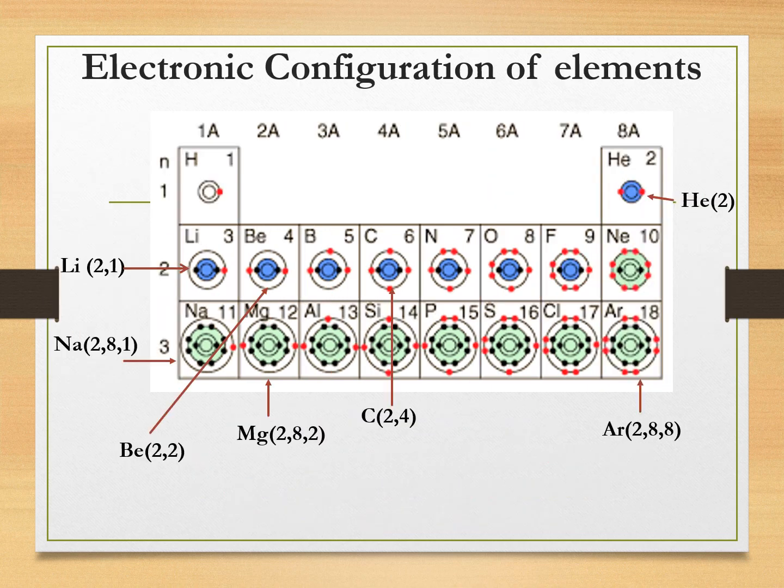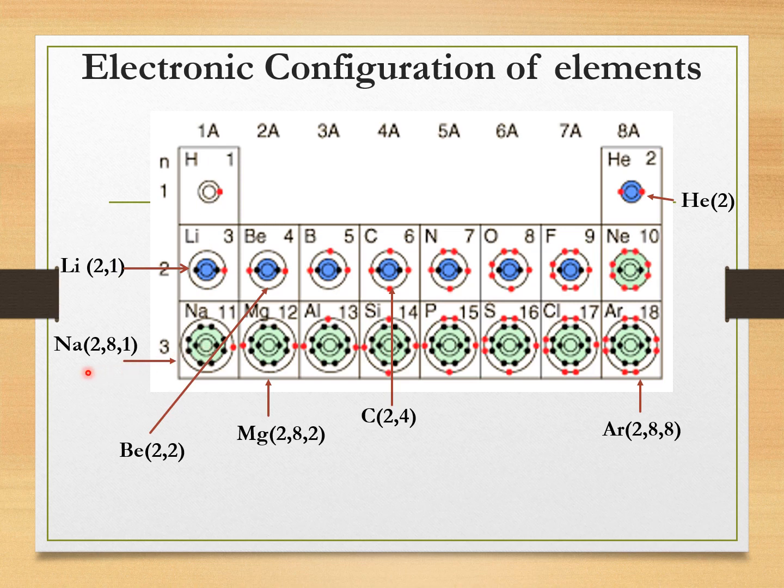Now what is the relation between the electronic configuration and position in the periodic table? For example, look at lithium. Number of electrons is 3. First orbit 2 electrons, second orbit 1 electron. Electronic configuration is 2, 1. Now if you look at the number of shells over here, they are 2. So it is in the second period. And the number of electrons in the outermost orbit is 1. So it is in the first group.